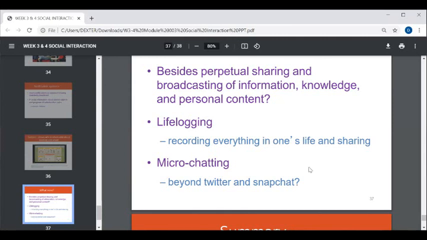Okay, so we have micro chatting. So beyond Twitter and Snapchat. So microchat is simply a PHP-based chat script. It is a simple PHP-based chat script with a very easy installation. The script is designed for smaller traffic and so no database is required. So you only need to upload the files and the script works fine. And the look and feel are easily editable in CSS.